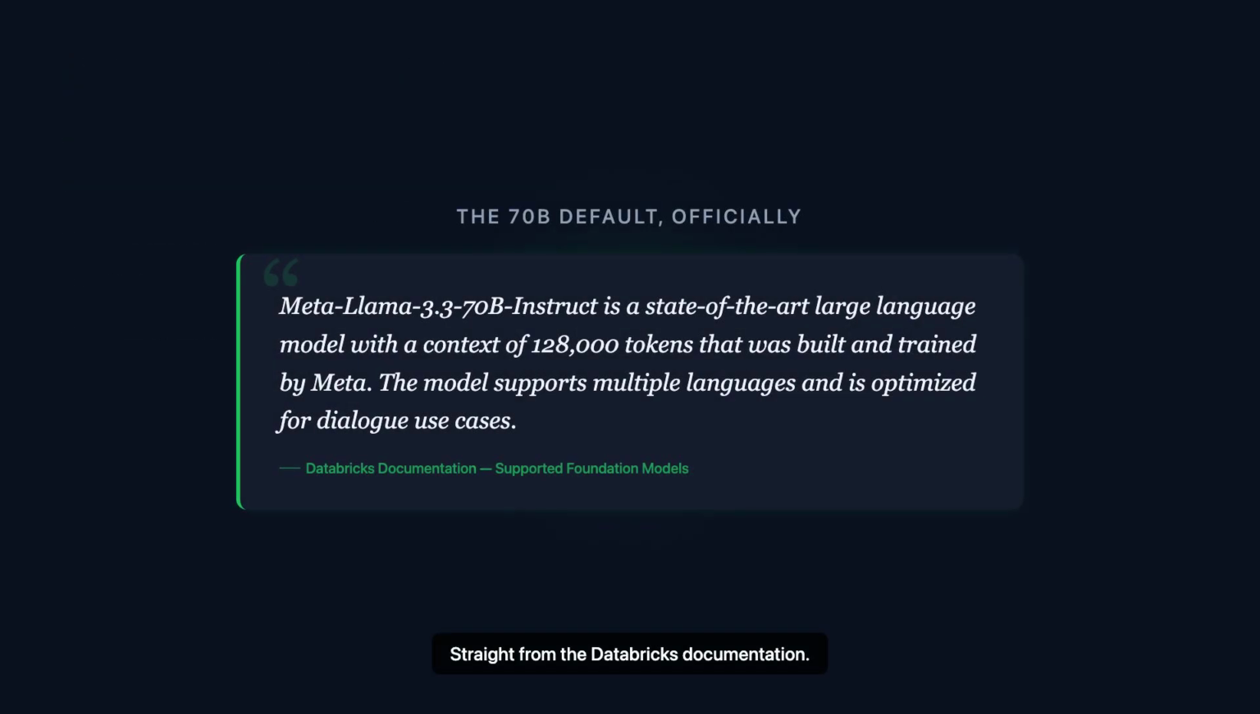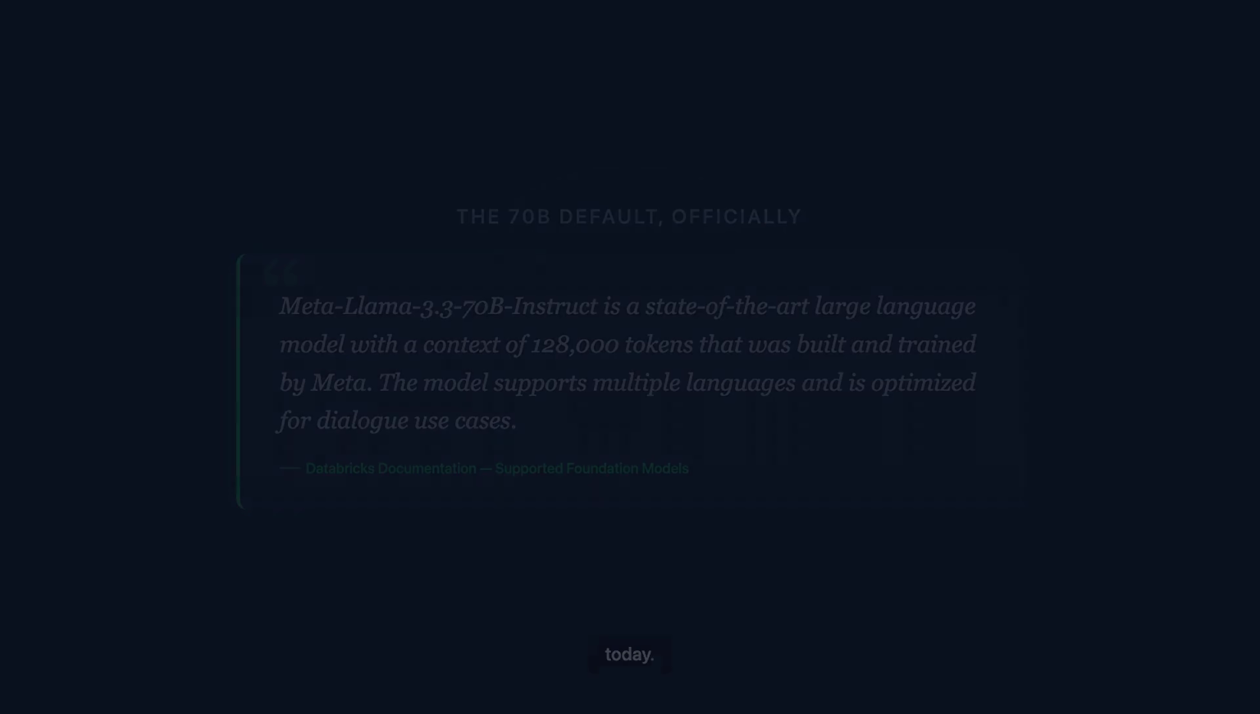Straight from the Databricks documentation. Meta Llama 3.3 70B Instruct is a state-of-the-art large language model with a context of 128,000 tokens, built by Meta, multilingual, and optimized for dialogue use cases. 3 attributes packed into one sentence: 128K context, multilingual, dialogue tuned. That's why this model is the de facto default on Databricks for most generative workloads today.